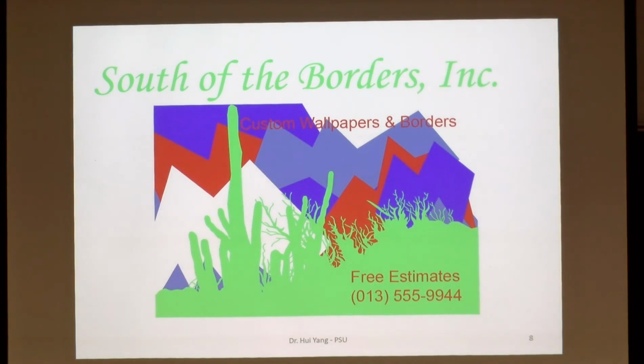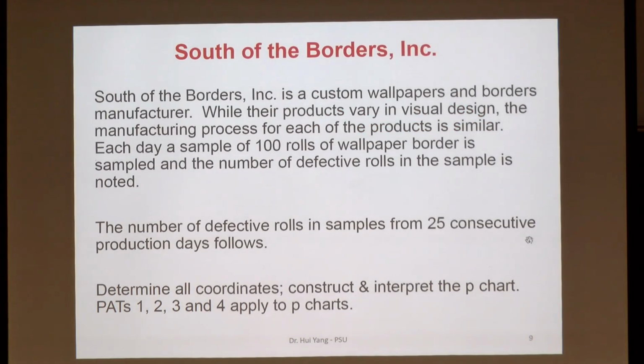Now let's have a look at this example, okay? So this is a poster for this company. This company is South of the Borders Inc. So you have custom wallpapers and borders. Free estimate, this is their phone number, so you can call this company. So what does this company do? This company is a custom wallpaper and borders manufacturer. While their products vary in the visual design, the manufacturing process for each of the products is similar.